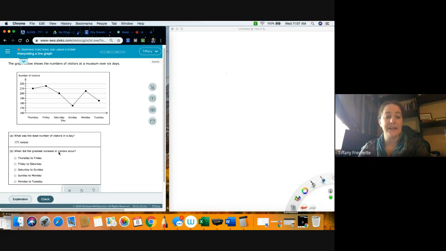When did the greatest increase in visitors occur? So this is an increase. It is slightly going up. And the only other increase I see is this one. So again, we want to look at that line. The first increase is almost flat. It's hard to tell that it's going up. It is going up, and you can tell, but it's not like a sharp line.